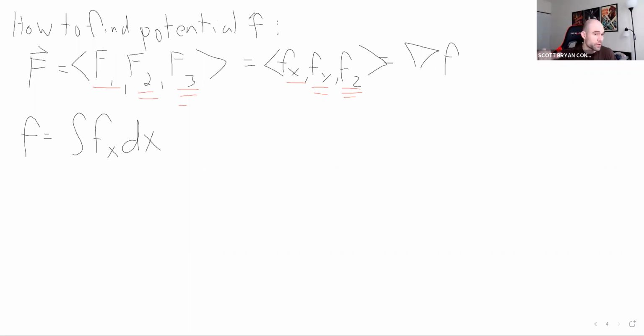Right, so if you take a partial derivative with respect to x and you want to undo that to get f, you integrate with respect to x. And remember, since we said the first component of our vector field F1 is the partial of little f with respect to x, we're just integrating the first component with respect to x.